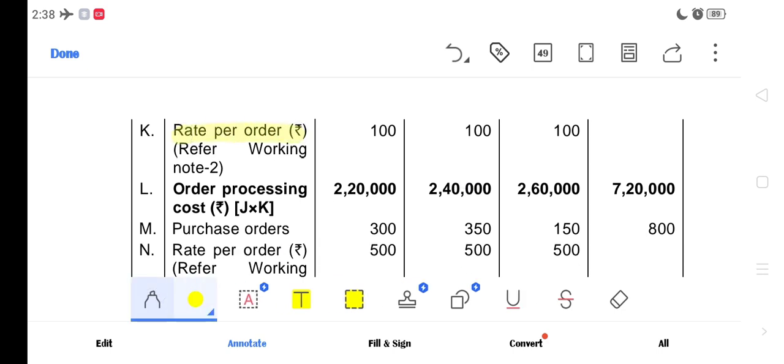And what is the rate per order? 100 rupees. And if you multiply that with the total number of orders you were given in the table, you get this total order processing cost. And for purchase orders, they have given these many purchase orders for product ABC. And what is the per order rate?